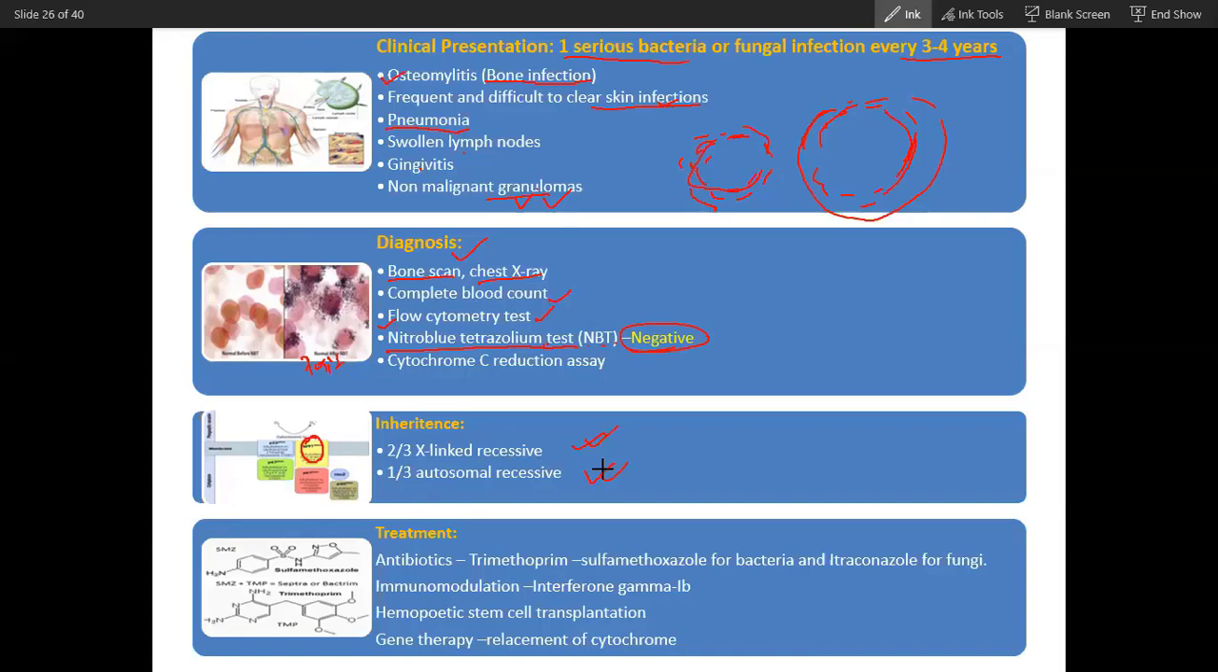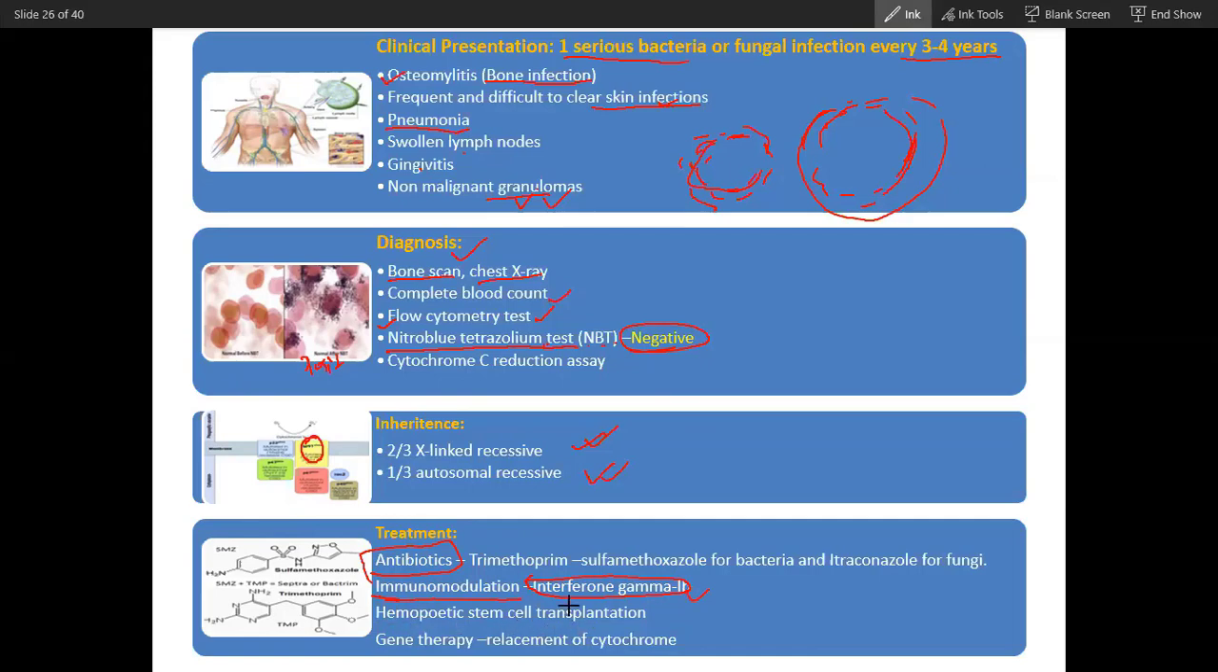So inheritance is a mixed type of inheritance. How do you treat this condition? Because there is bacterial infection, you will have to treat this condition with antibiotics. And then there is a high amount of overexpression of immunity, so immunomodulators, you can give some interferons, because immunity is altered. That is why you can give interferon 1B. And then hemopoietic stem cell transplantation.